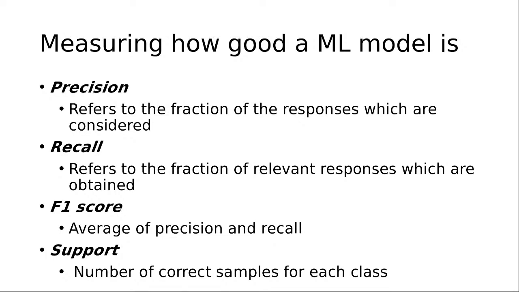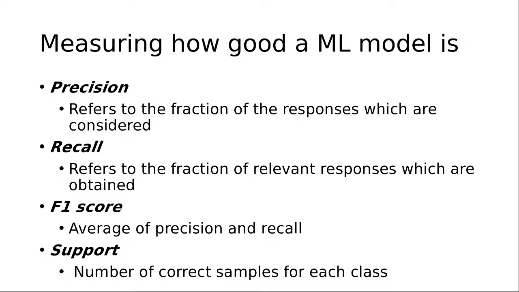And as far as the recall is concerned, it refers to how quickly, how fast, or the fraction of the relevant responses which are obtained. So in our previous example, it was able to detect 8 humans, right? But out of those 8 humans that the machine learning model said it detects, only 6 of them were actual human faces. So in this case, the recall is going to be 6 out of 8.